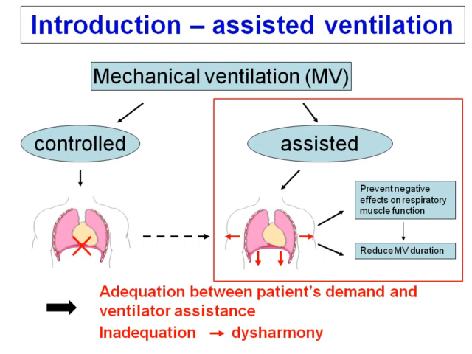As you know, mechanical ventilation can be done with two distinct modes. The first one is the control mode, which doesn't interact with the respiratory muscles of the patient. On the contrary, there is the assist mode, where the muscles of the patient are unloaded by the ventilator, while respecting the spontaneous breathing of the patient. By doing so, it might prevent negative effects on respiratory muscle function, and then maybe reduce mechanical ventilation duration.